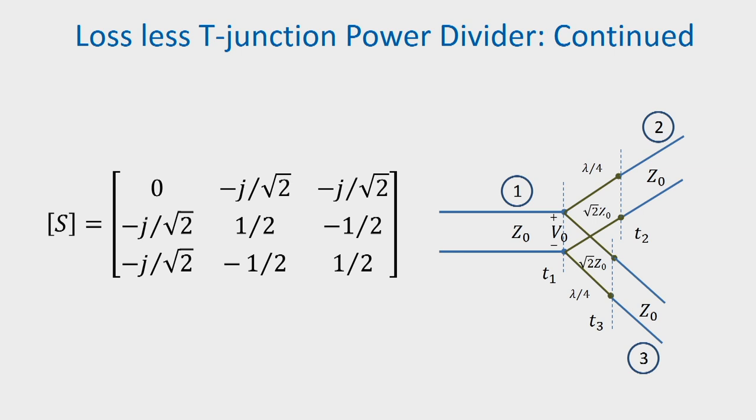because S 2 3 and S 3 2, the isolation between the output ports, are not there, as S 2 3 and S 3 2 are non-zero. So, if we summarize, we can use T-junction power divider for equal or unequal power division, but we will not have the two output ports matched, and moreover, the ports will not be isolated.